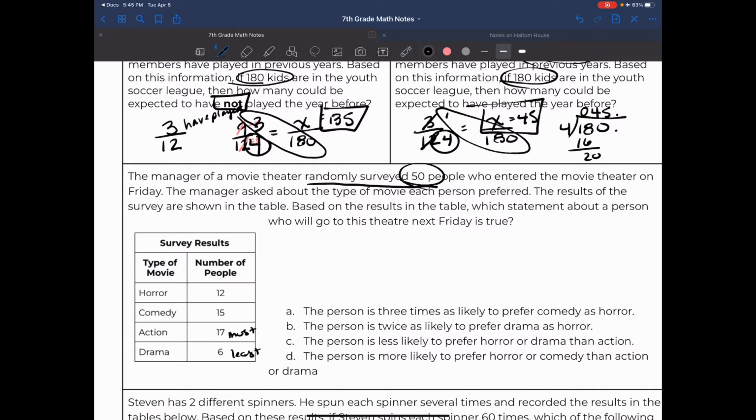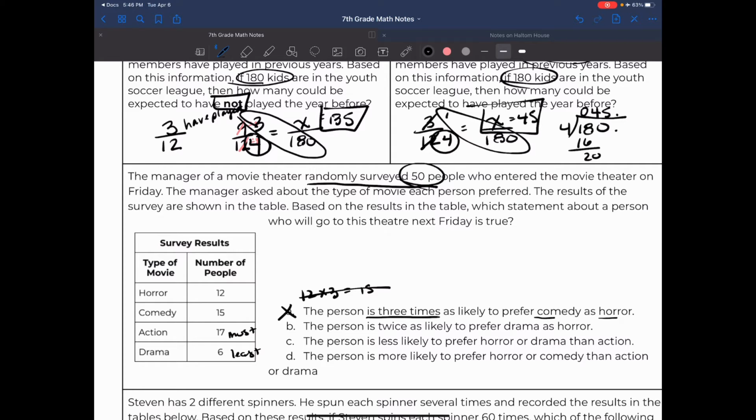So now let's go through the answer choices. Answer choice A, the person is 3 times as likely to prefer comedy as horror. So looking at comedy, are they 3 times as likely to prefer comedy as horror? Meaning, is 12 times 3, does that equal 15? Nope. That's not true, right? Because 12 times 3 is 36, and that is not 15.